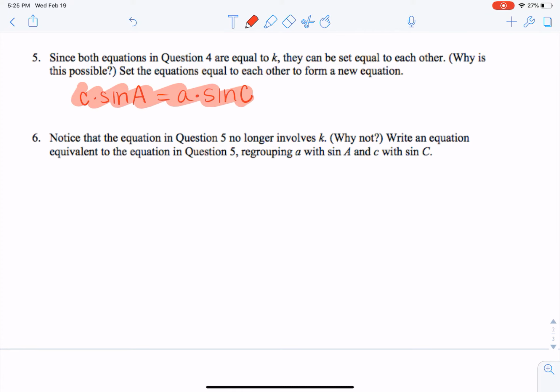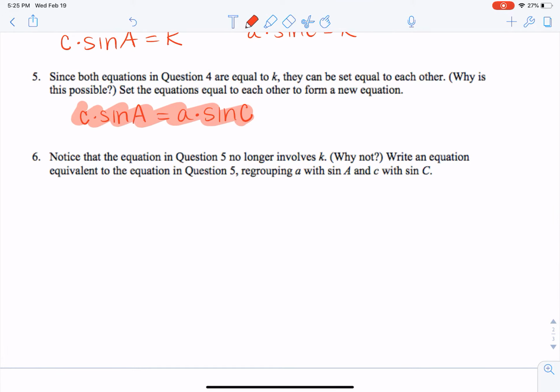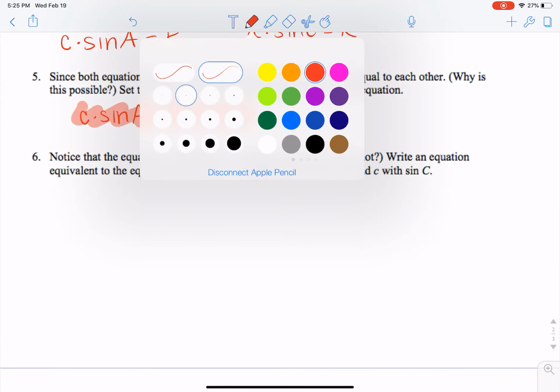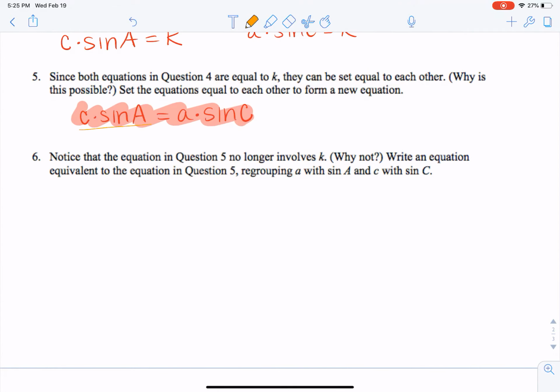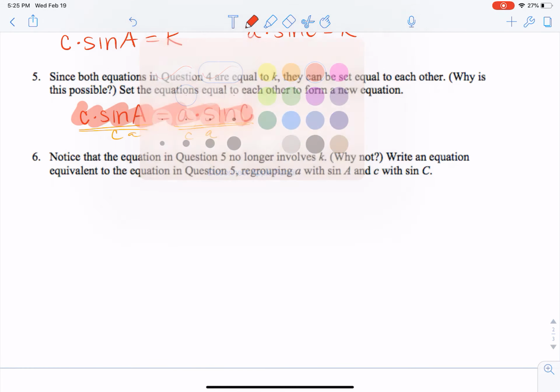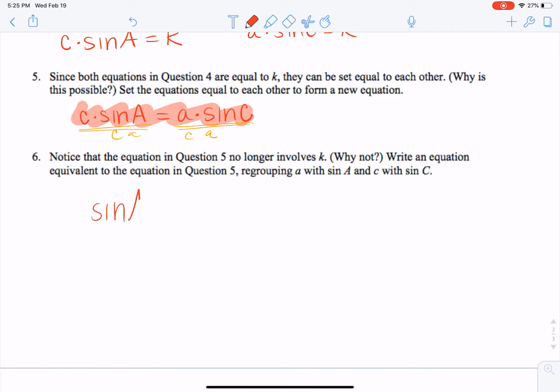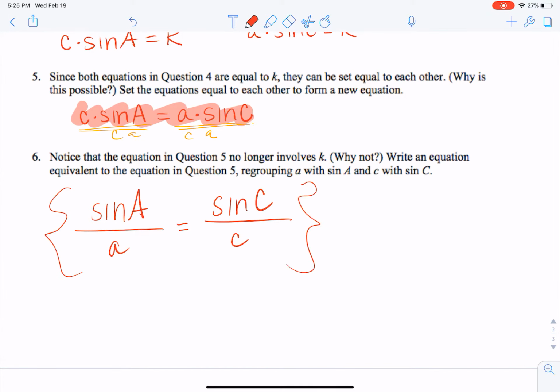Next, write an equation equivalent to equation number 5, regrouping a with sine of A and c with sine of C. So here, I am just going to divide by c and divide by a, and we'll do the same thing to both sides. I'll end up with sine of A over a is equal to sine of C over c. And this is the nice beginning step of my law of sines.